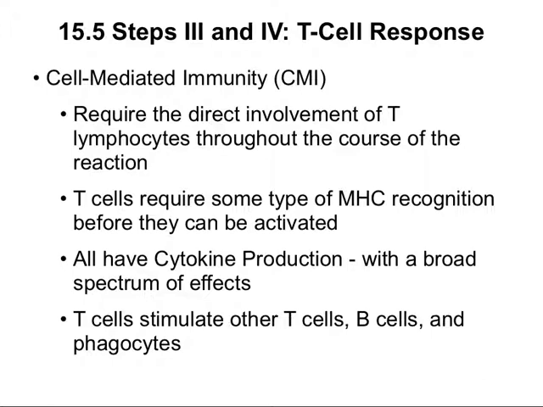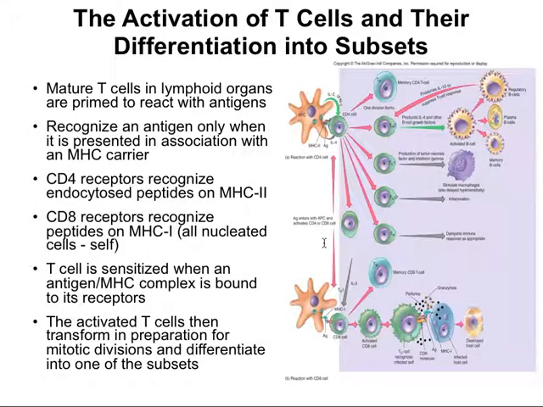some type of MHC recognition before they can be activated. All of them have cytokine production with a broad spectrum of effects, as we'll see shortly. And rather than making antibodies to control antigens, the T cells stimulate other T cells, or B cells, or phagocytes in their immune responses. So we've explored activation of T cells, but now let's look further into how they differentiate into the various subsets of T cells, because there are a lot of different types of T cells.